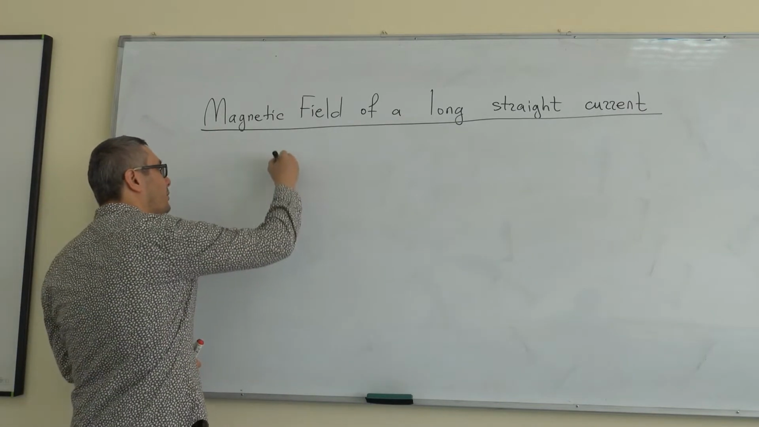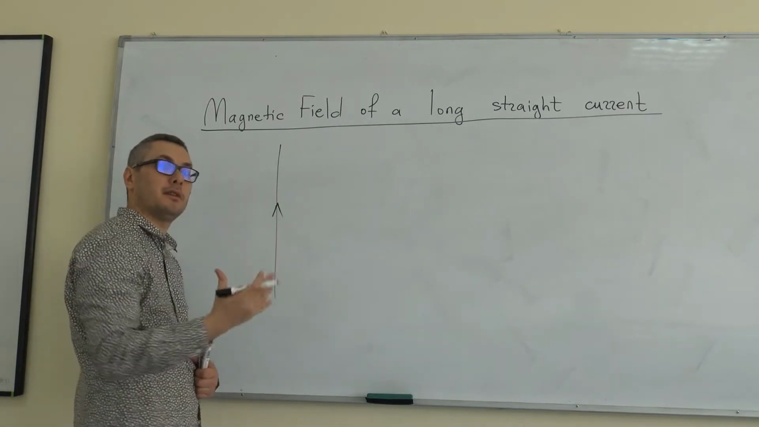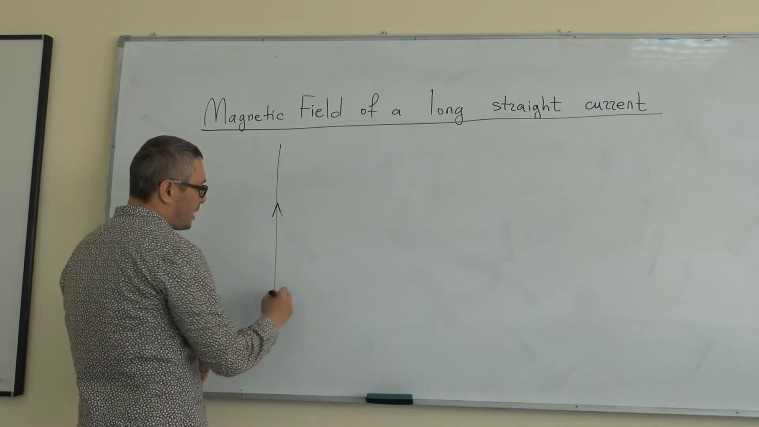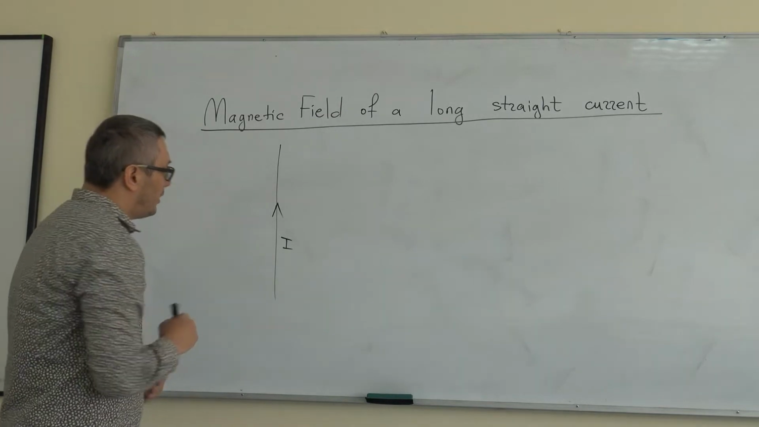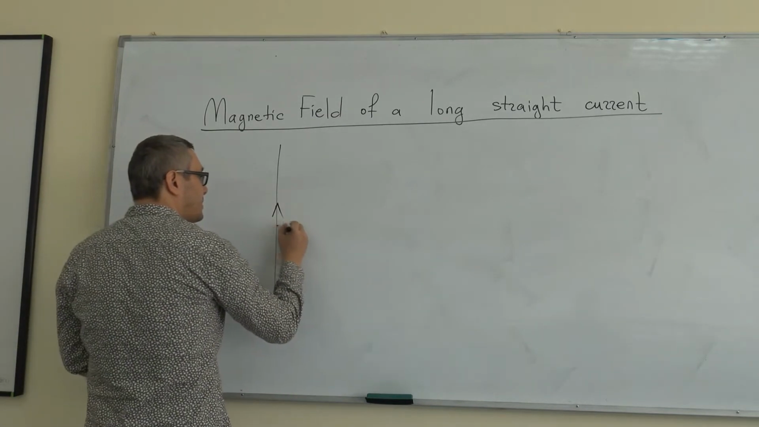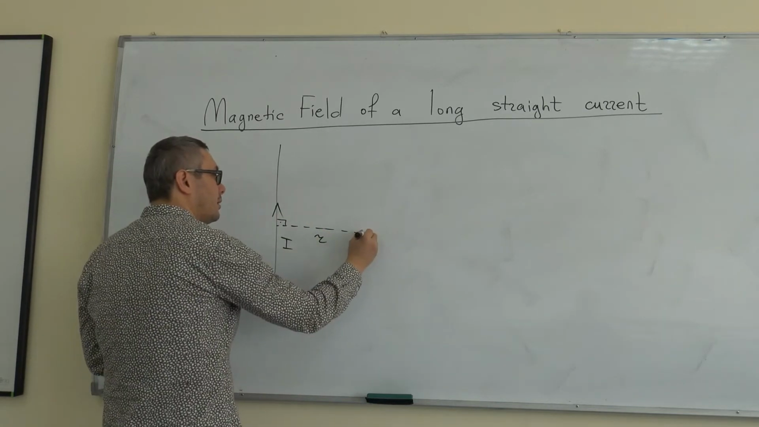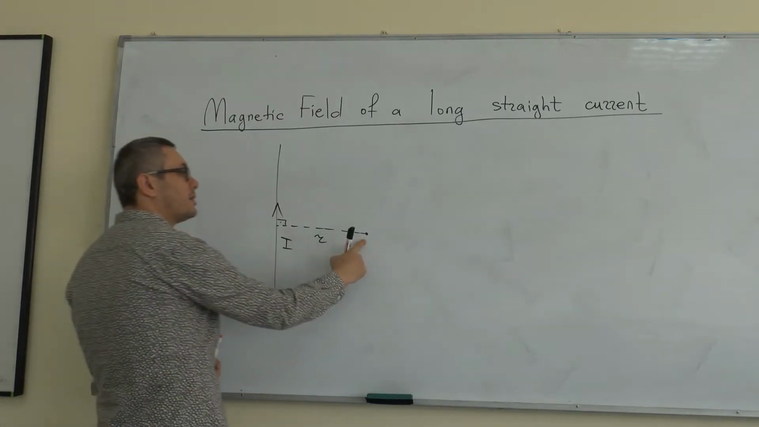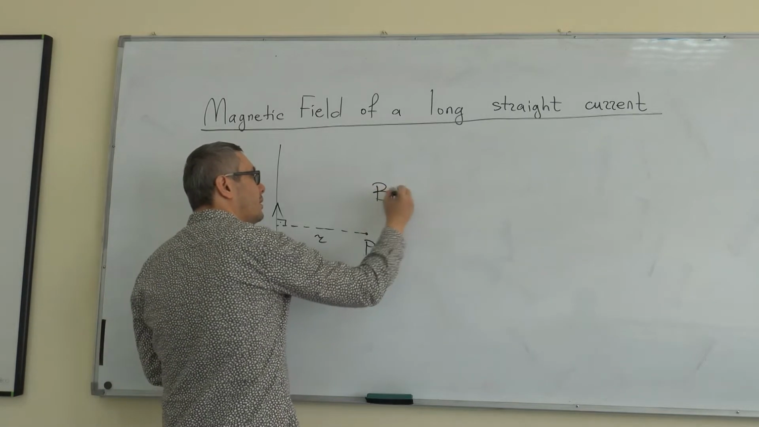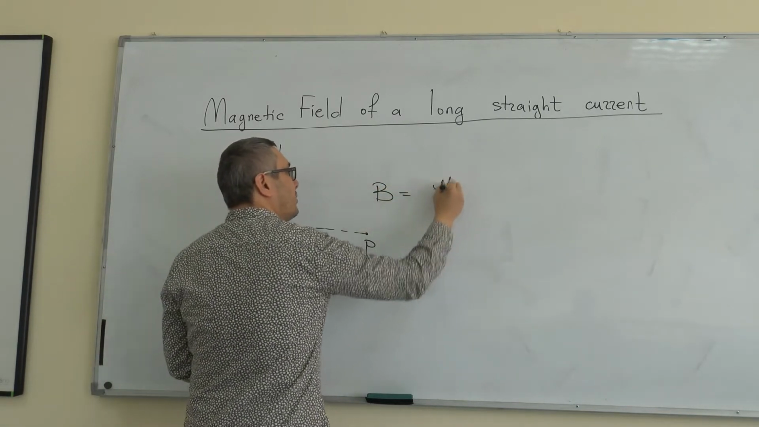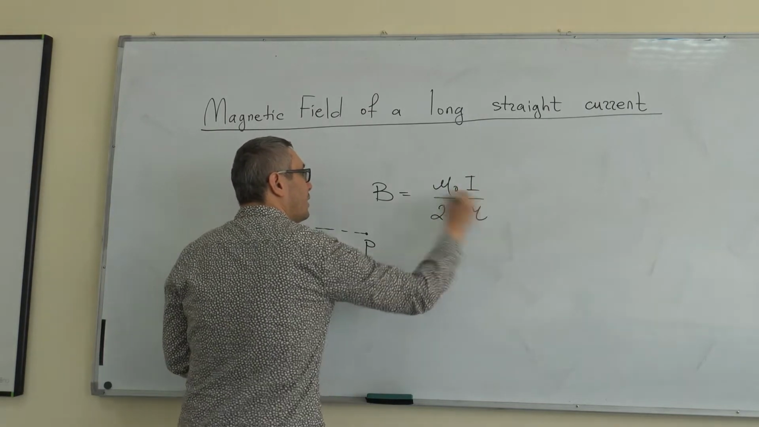Let's say that we have a very long, in fact infinitely long, wire which carries a current I upwards. It turns out that at a distance r from the wire, at this point, let's call it point P, the magnetic field is equal to mu 0 I over 2 pi r.